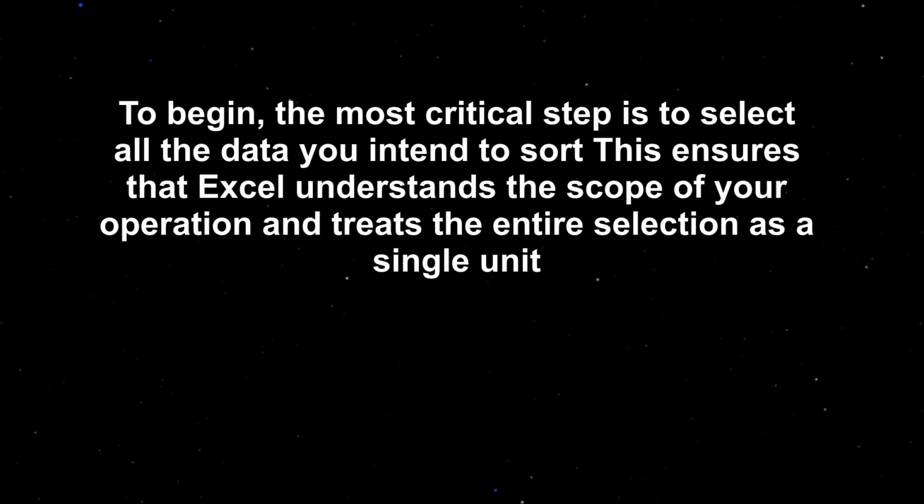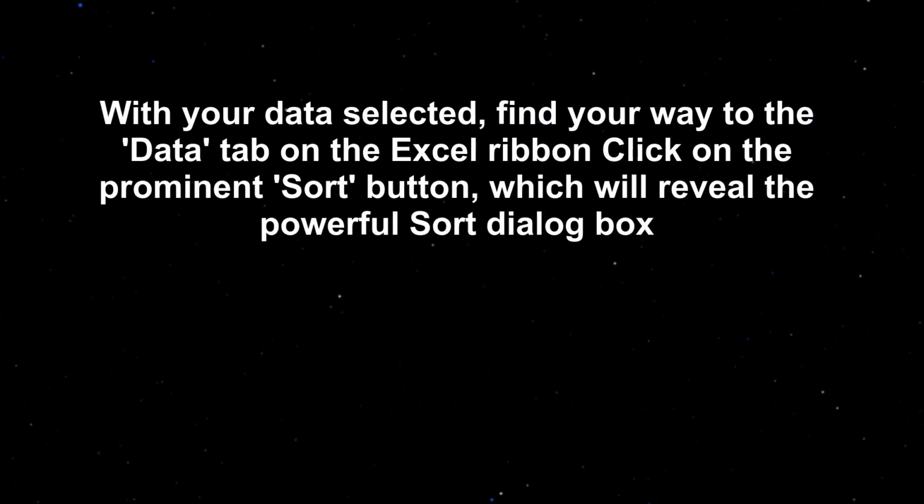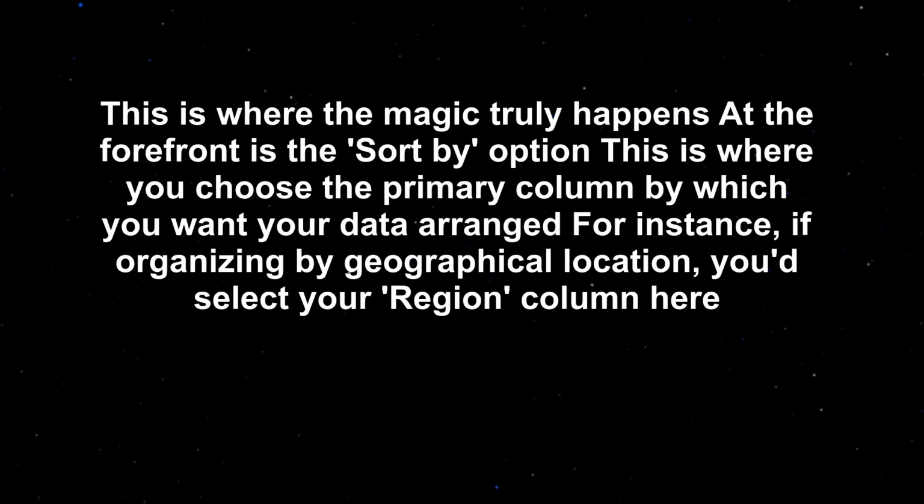To begin, the most critical step is to select all the data you intend to sort. This ensures that Excel understands the scope of your operation and treats the entire selection as a single unit. With your data selected, find your way to the Data tab on the Excel ribbon. Click on the prominent Sort button, which will reveal the powerful Sort dialog box. This is where the magic truly happens.